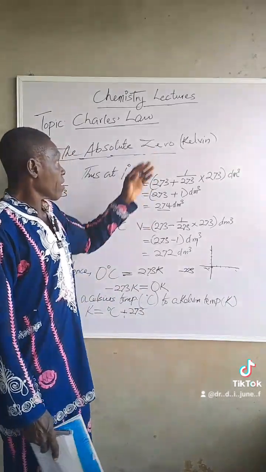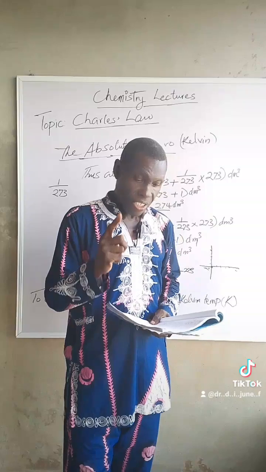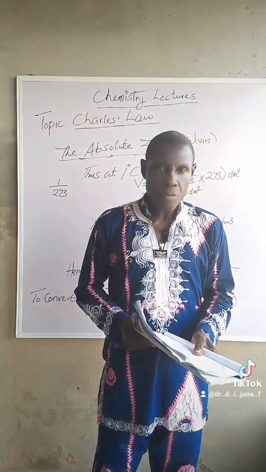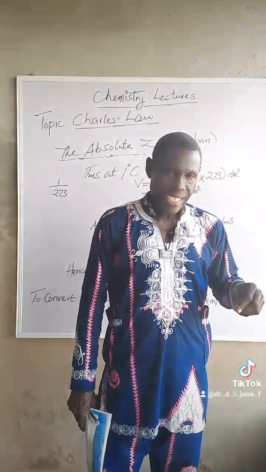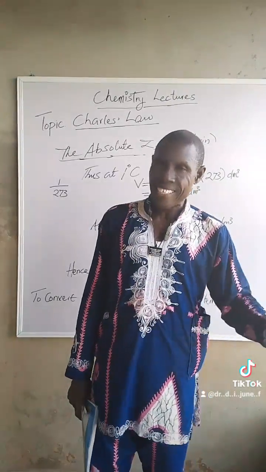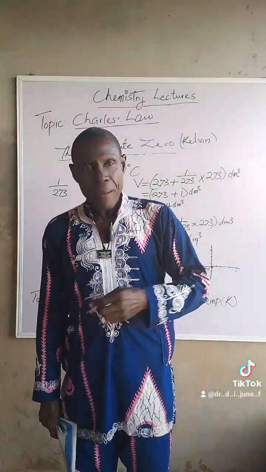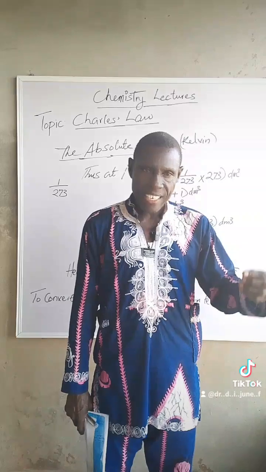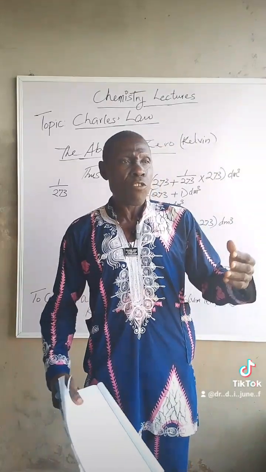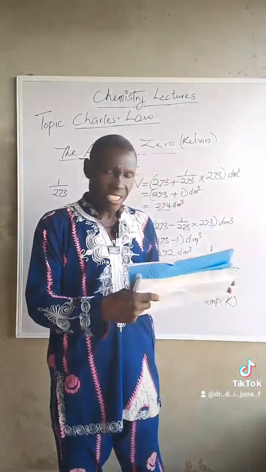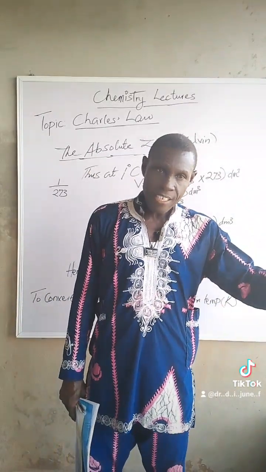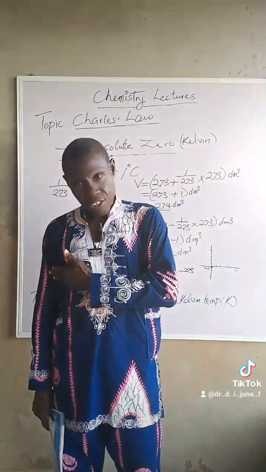So this is what Charles discovered, the absolute zero. Therefore, any person calculating a problem in Charles' law must take into cognizance that the degrees provided in the problem in Celsius must be converted to degrees absolute by adding 273 to it, and the answer will be in Kelvin. Likewise, if you want to convert from Kelvin to degrees Celsius, you subtract 273 from it, and the answer will be in degrees Celsius.